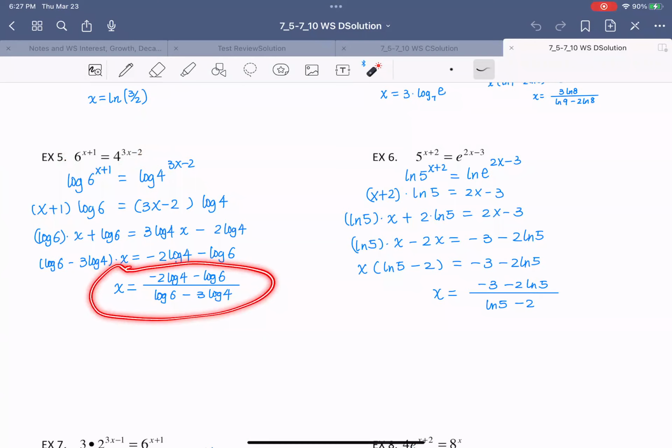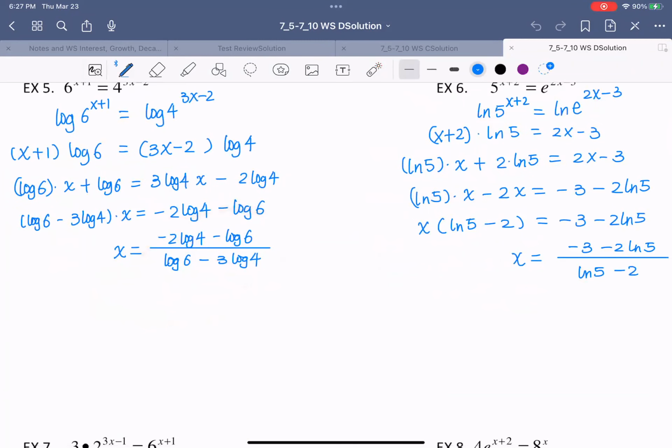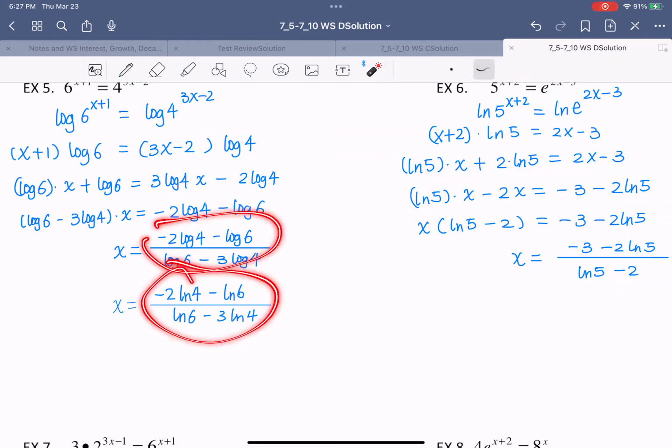So this one is log base 10. If you change this to the natural log, the answer is the same. These two answers are exactly the same, identical. You might feel curious. This looks totally different, so why are these two the same? It is because of the base change rule.